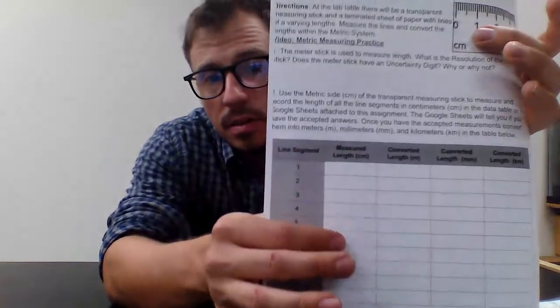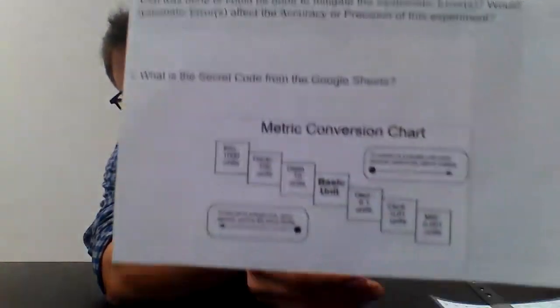All right. So once you do that and you get the accepted answers, then you can put the measured length here. Then you can convert using this metric conversion chart, either found on this lab or you can look one up online. Convert it to centimeters, convert it to millimeters, then you convert it to kilometers. So all of these measurements, you're just converting. That's why it says measured and then converted measurements.